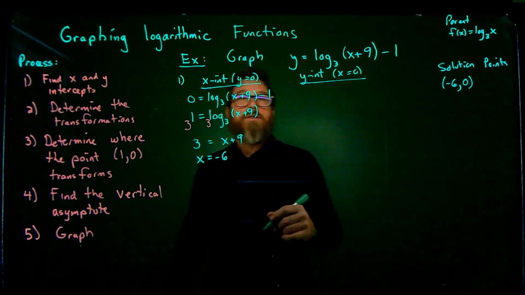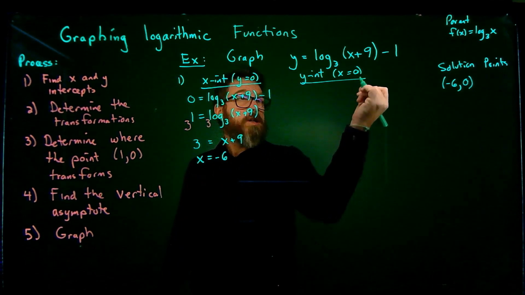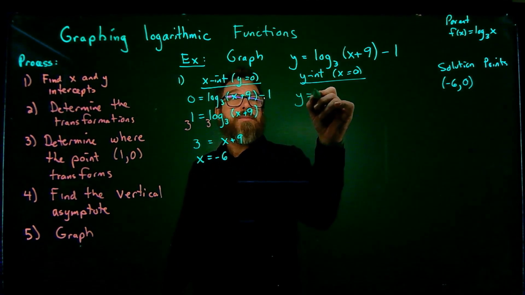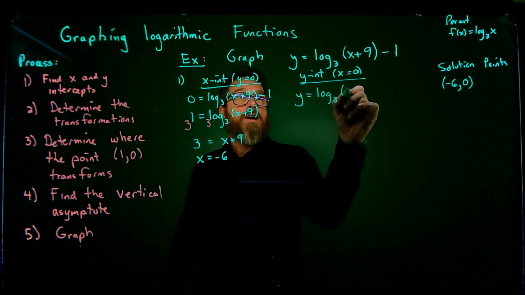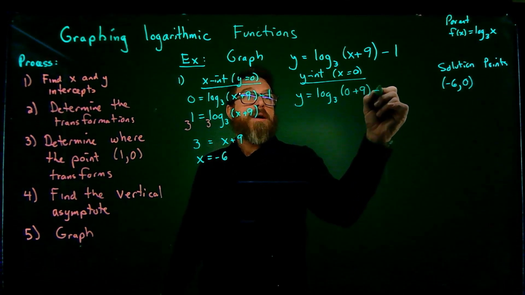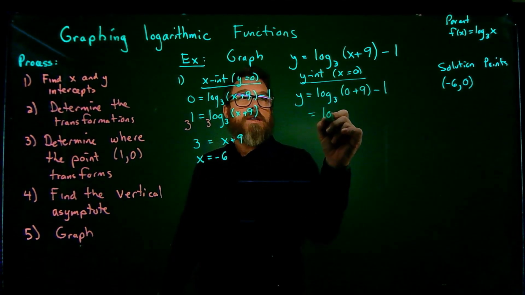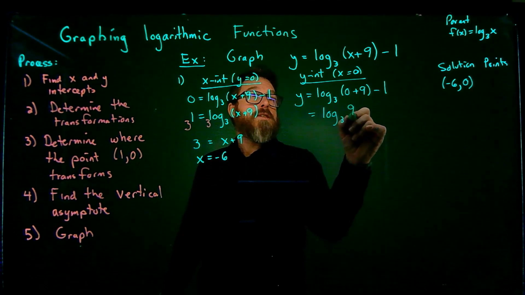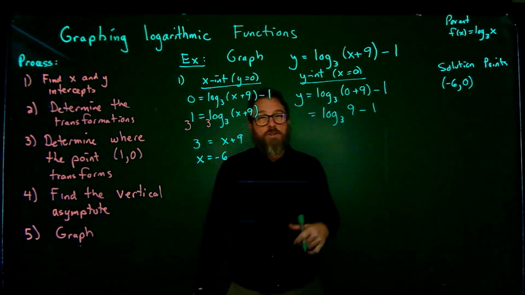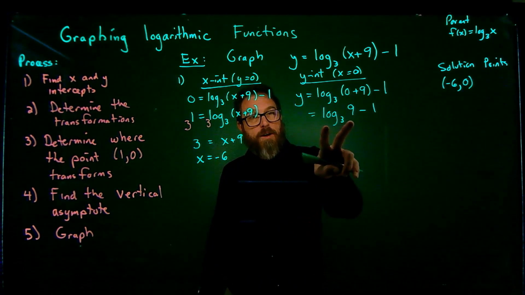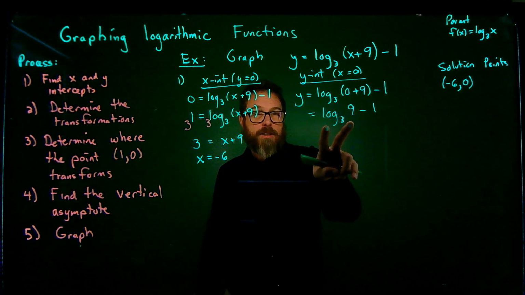Now let's find the y-intercept. So for the y-intercept, we're just going to plug in x equals 0. So y is going to be equal to the log base 3 of (0 plus 9) minus 1. So this is going to be equal to the log base 3 of just 9 minus 1. Again, there's a couple different ways that you can evaluate this log base 3 of 9.